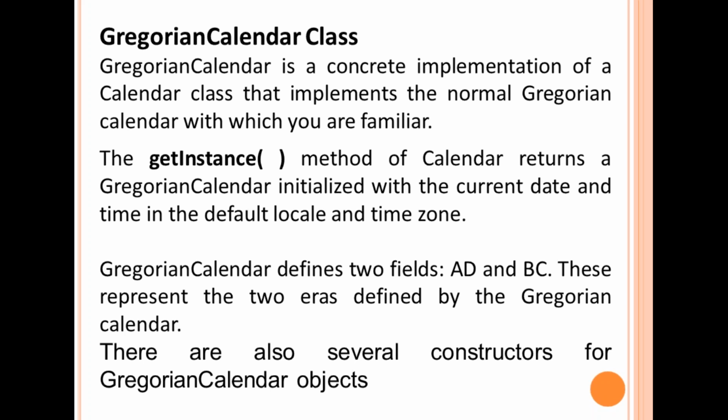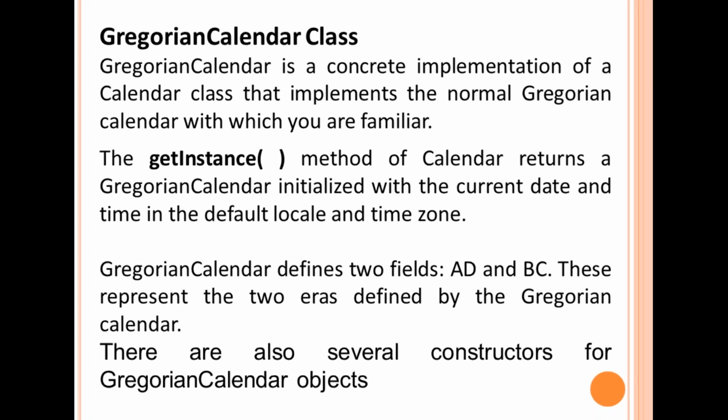GregorianCalendar supports some methods: void add(int field, int amount) adds the specified amount of time to the given time field. Protected void computeFields converts UTC milliseconds to time field values. Protected void computeTime overrides Calendar and converts time field values to UTC milliseconds. int get(int field) gets the value of the given time field. And some other methods can be found in your documentation file, which you can refer to.